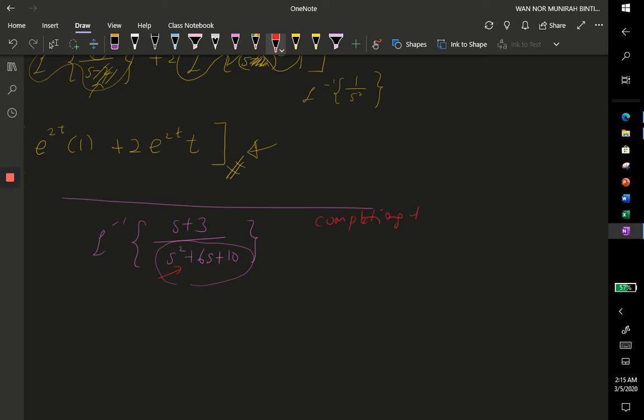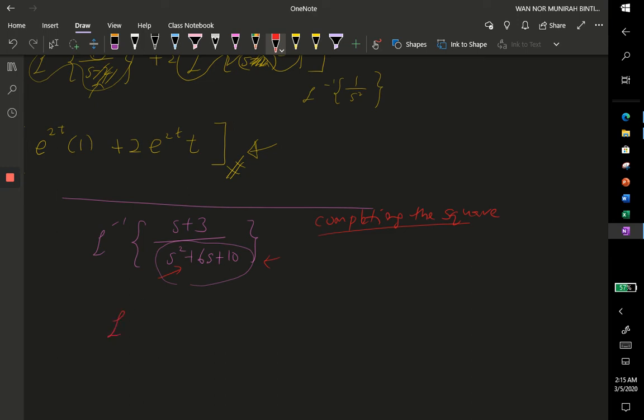Completing the square. This is another way to factorize your quadratic function. So now, if you apply completing the square, automatically you must apply the first shift property when you factorize this one. When you factorize your function by using completing the square, you must apply the first shift property. That is the tip.